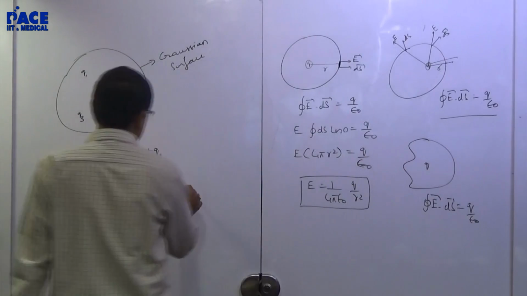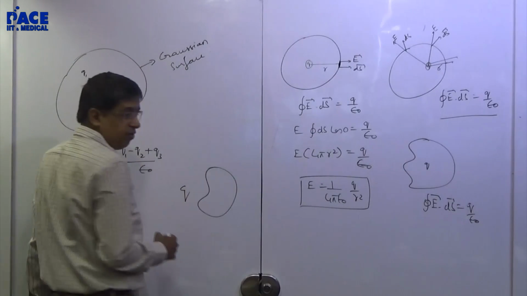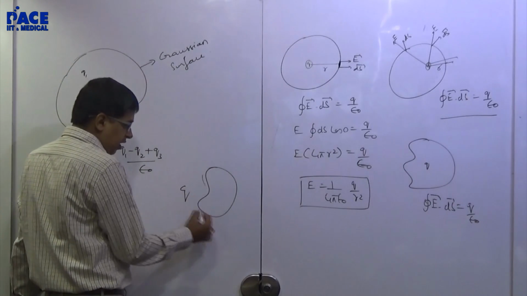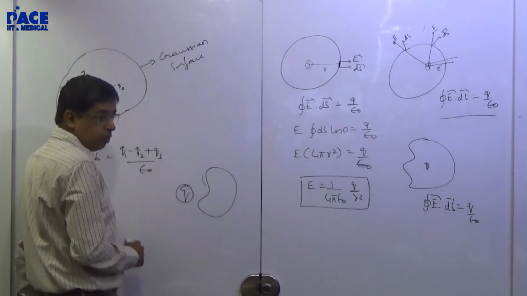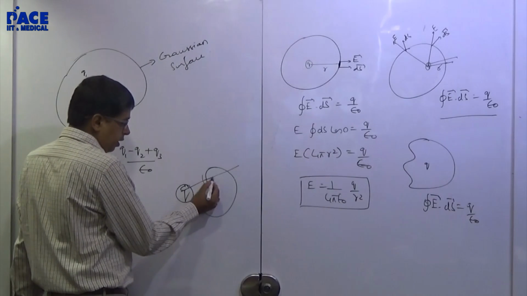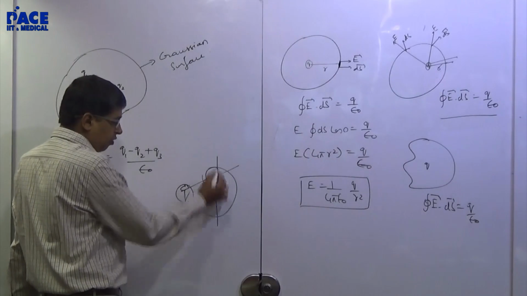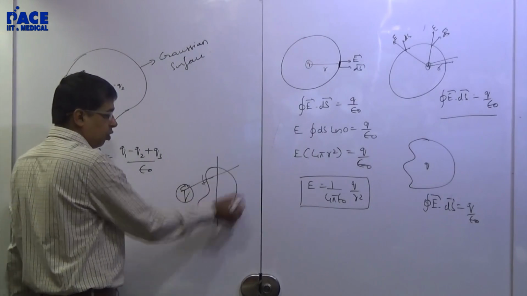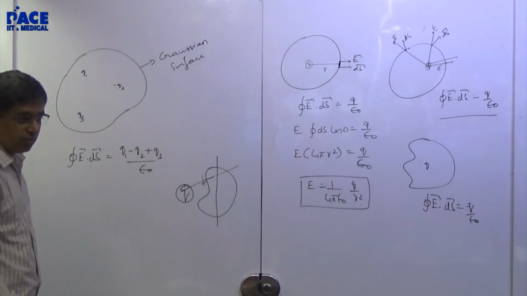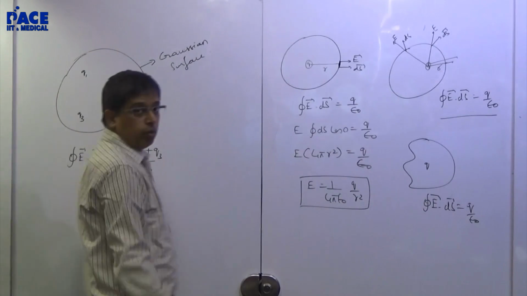One second, wait. I have got a charge Q here and a closed surface. The flux through this surface because of this will be 0. Why? Here E and ds are opposite. So the whole of the left part of it will be negative flux, and the whole of the right part of it will be positive flux. It will become 0.